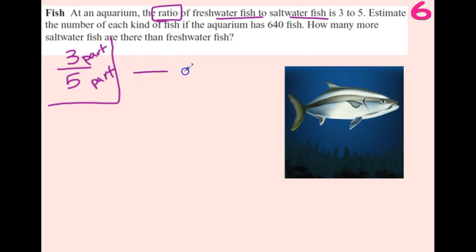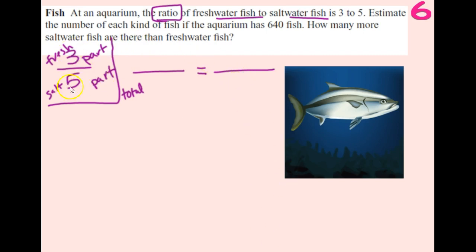There's no total. When we set up our fraction or our proportion, we need to have a total on the bottom, part to total. So the freshwater fish are the 3 and the saltwater fish are the 5. It says estimate the number of each kind of fish if the aquarium holds 640 fish. And then how many more saltwater are there than freshwater fish?